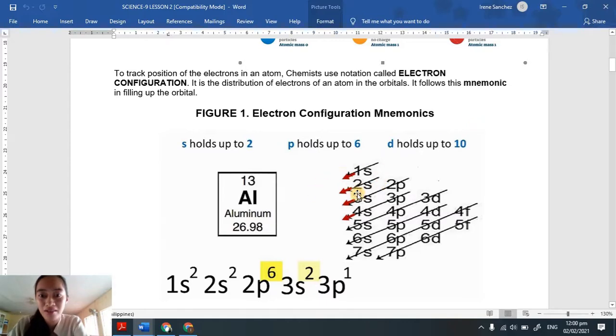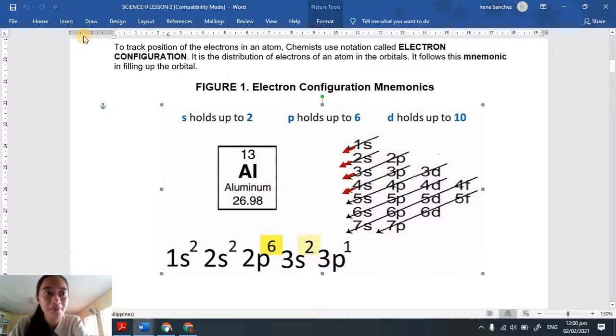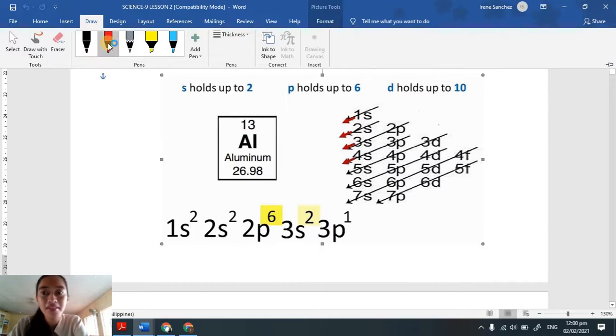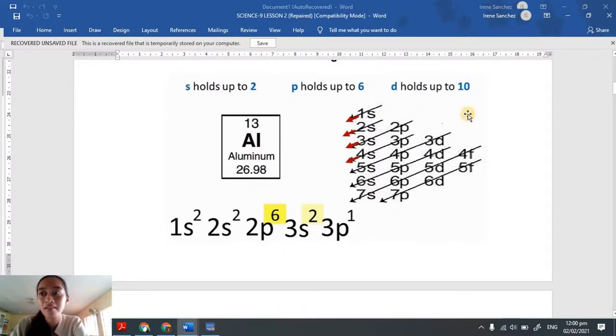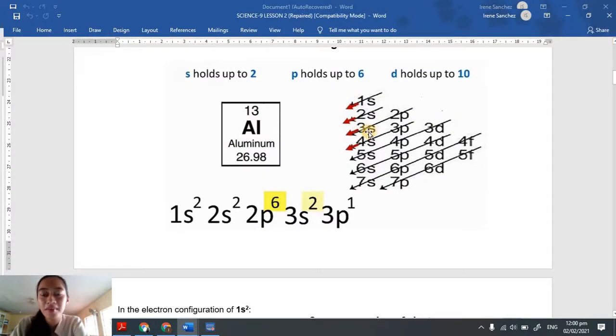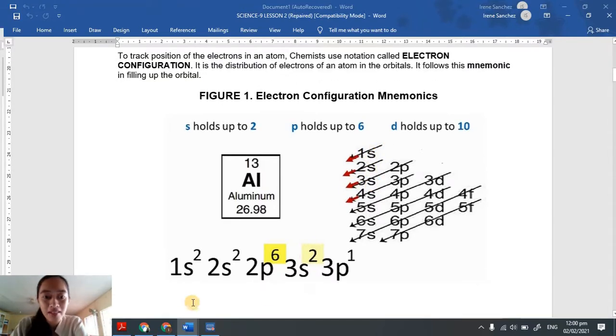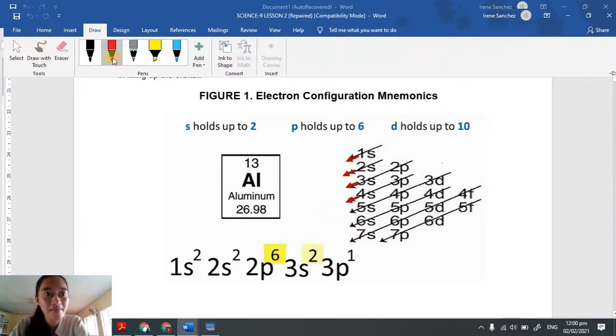Okay, how do we use this mnemonic? Let me have my pen first. So this is the mnemonic. It starts with the areas that are like seats for the electrons. Okay, so let's have the pen.